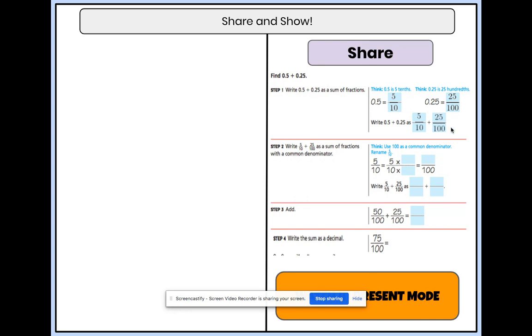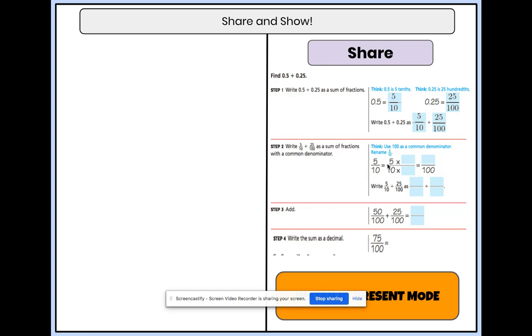Once we do that step, we notice that our denominators are not the same. We have a 10 as a denominator and 100 as a denominator. So in our previous lesson, we learned how we needed to add fractions with the same denominator. So we're going to need to change these tenths to hundredths so that we can add our fractions. So that takes us down to step 2.